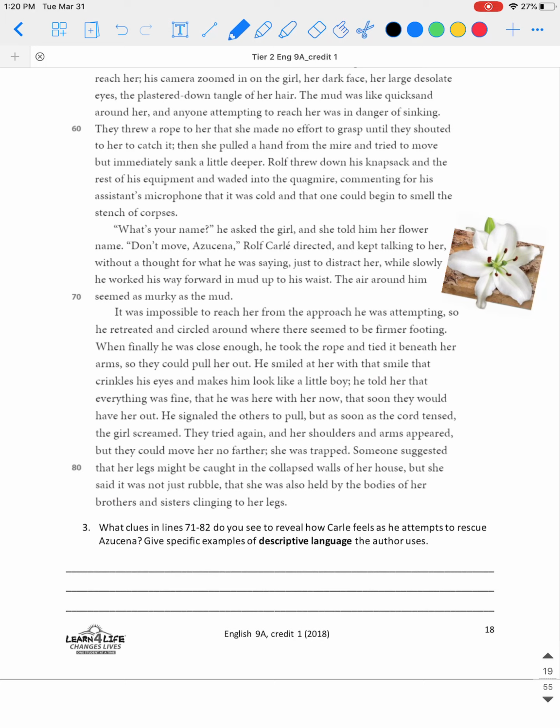What clues in lines 71 through 82 do you see to reveal how Carl feels as he attempts to rescue Azucena? Give examples of descriptive language the author uses. So we're looking at this paragraph, revealing how Carl feels as he attempts to rescue her. So what language does he use, and what descriptive language? And descriptive language is appealing to your senses.